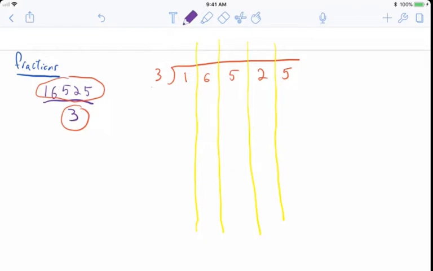You call this number the divisor, and you call this number down here the dividend. The divisor is the number that you're dividing by. It's the number in the denominator, and the dividend is the number in the numerator. That's the number you are dividing, cutting into pieces.